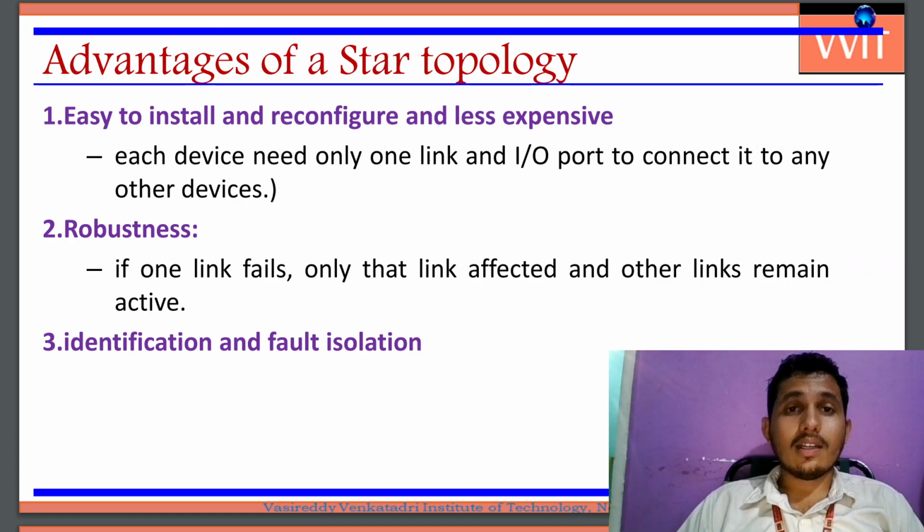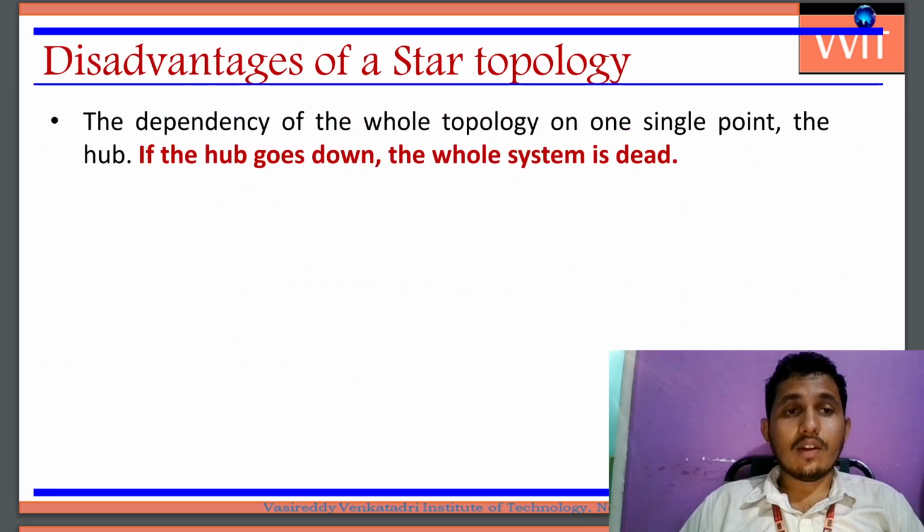So let's see the advantages of star topology. It is easy to install and reconfigure, and less expensive. Each device needs only one link and one I/O port. Robustness: if one link fails, only that link is affected and the other links remain active. Fault identification and fault isolation are easy. The disadvantage of star topology is the dependency of the whole topology on one single point, the hub. If the hub goes down, the whole system is dead.